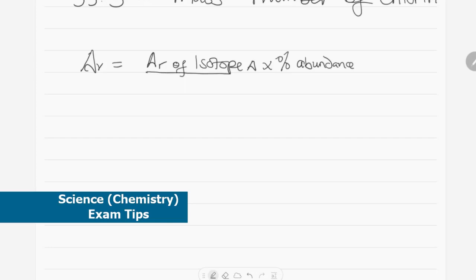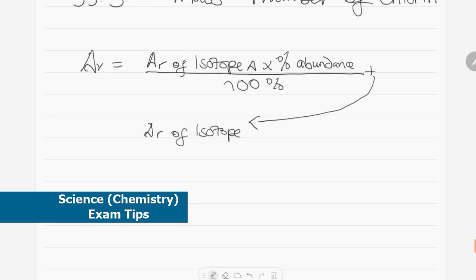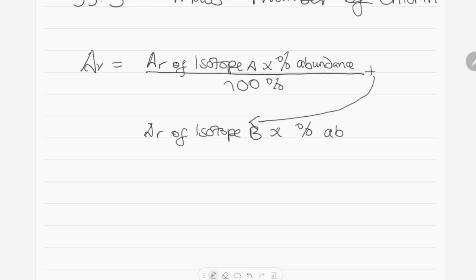Then you divide this by 100%. Plus, then again, we say the relative atomic mass of isotope B multiplied by percentage abundance over 100%, like that. So when you multiply and divide, you get the average number.